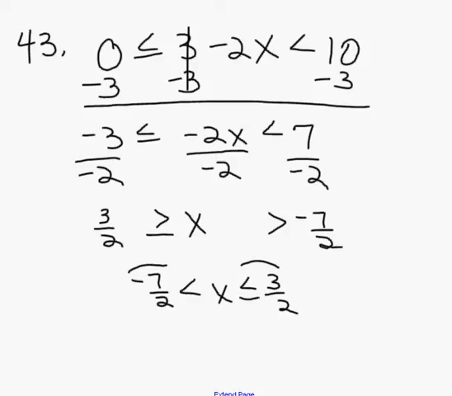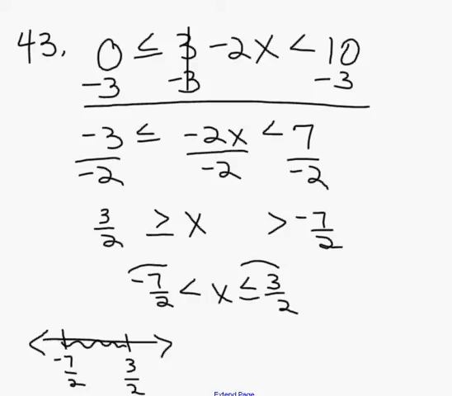And remember, when it's written as a compound inequality with your variable in the middle, that means x falls between negative 7 over 2 and positive 3 over 2. So when I go to graph that, here's negative 7 over 2. Here's 3 over 2, and it's everything in between those. Okay, and now I have to decide parentheses or brackets.